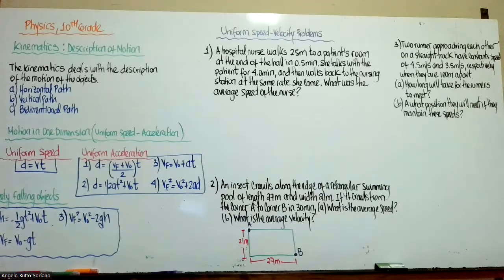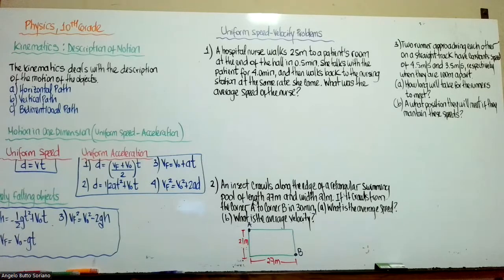And for that reason, we have four equations, as you can see on the whiteboard. The first one is distance equals final velocity plus initial velocity divided by 2, multiplied by the period of time. The second equation: distance equals 1/2 times acceleration times time squared plus initial velocity times the period of time. Third equation: final velocity equals initial velocity plus acceleration times the period of time. And the fourth equation: final velocity squared equals initial velocity squared plus 2 times acceleration and distance.